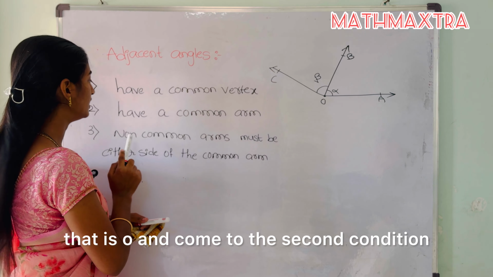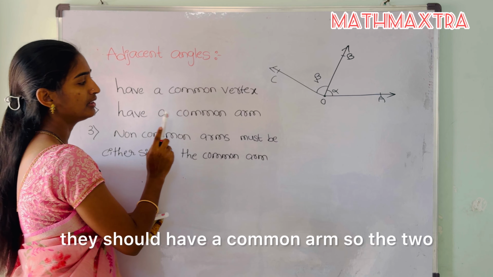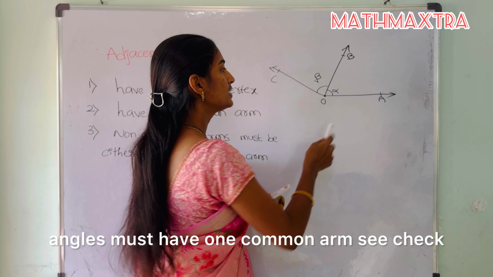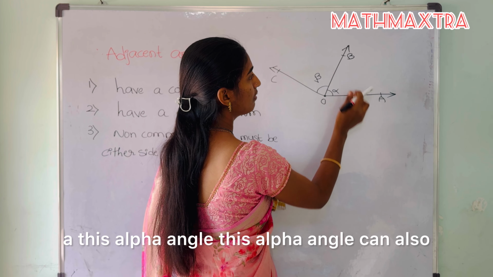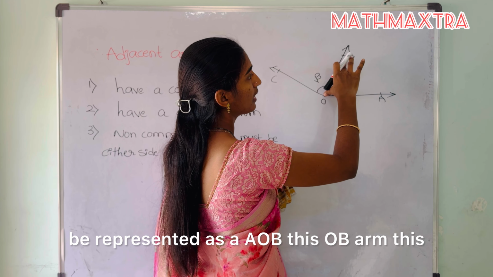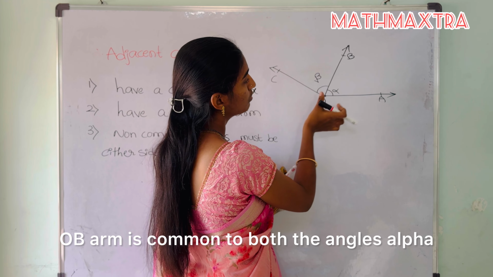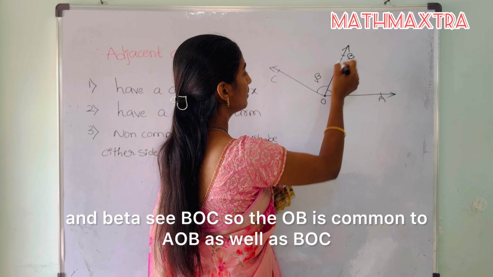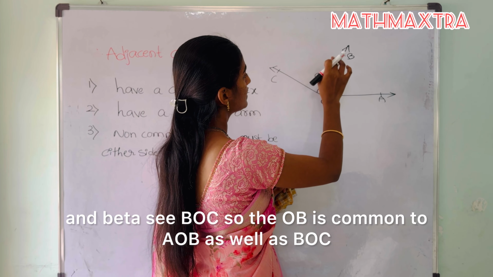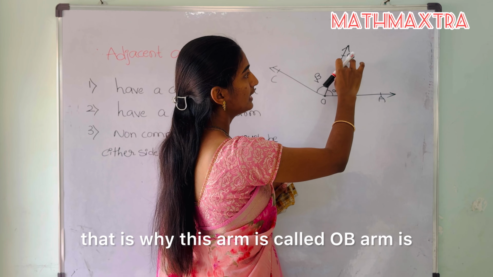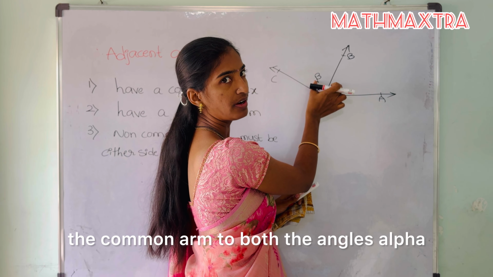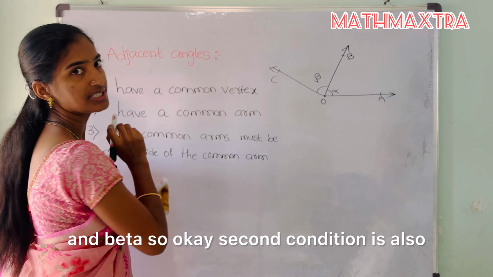Come to the second condition. They should have a common arm. So the two angles must have one common arm. See, this angle alpha can also be represented as AOB. The OB arm is common to both the angles alpha and beta. BOC, so the OB is common to AOB as well as BOC. That is why OB is the common arm to both the angles alpha and beta. So the second condition is also satisfied.